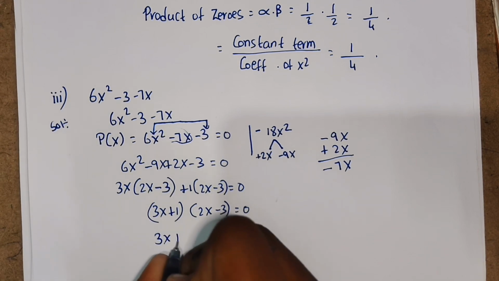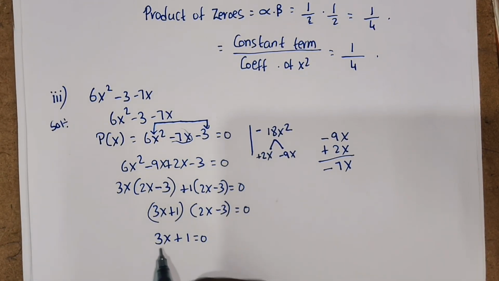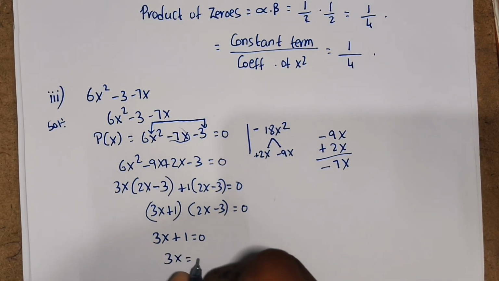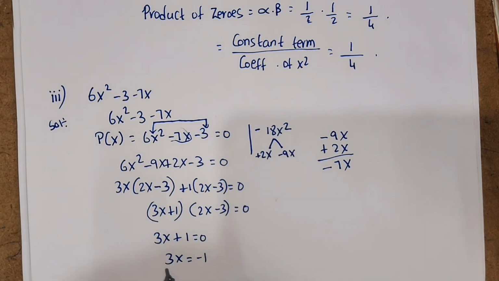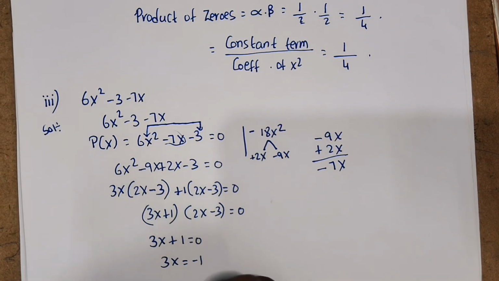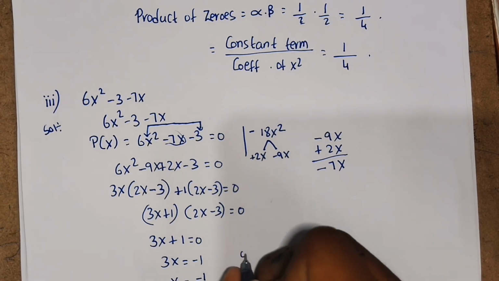So 3x plus 1 equals 0. When 3x plus 1 equals 0, if we transfer plus 1 to the right side, it will become minus 1. So 3x equals minus 1. Here 3 is multiplied by x. If we transfer the 3 to the right side, it will get divided by 3. So x is equal to minus 1 by 3. This is one of the zeros.